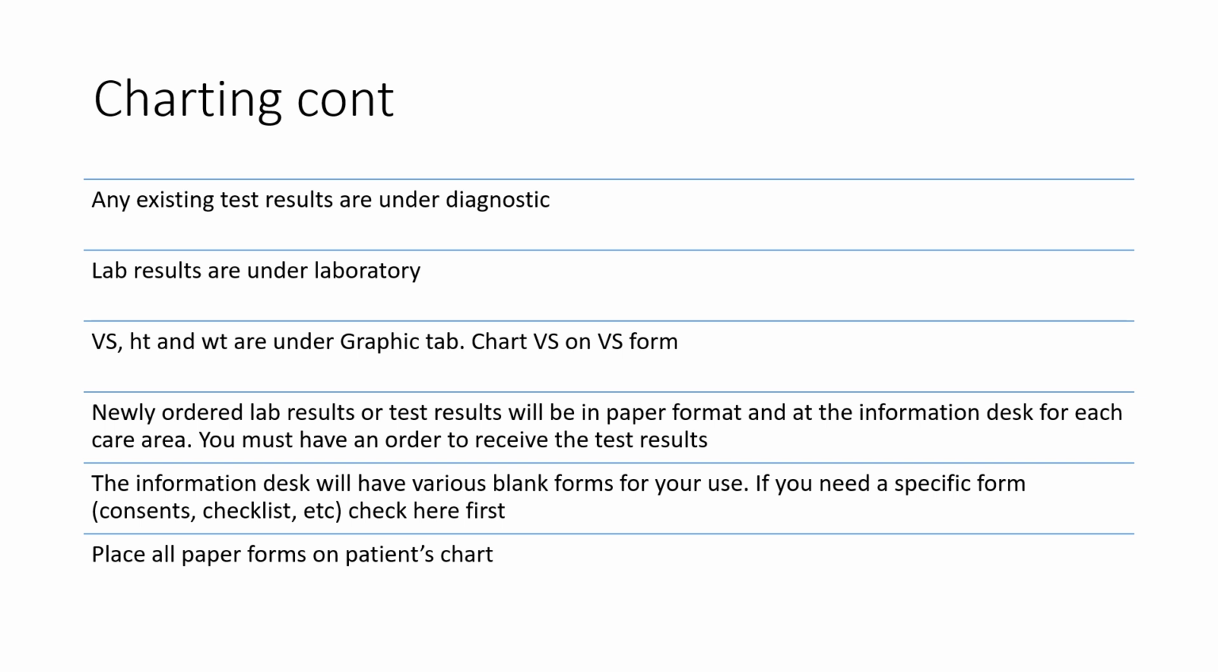Newly ordered lab results or test results will be in paper format and at the information desk for each care area. You must have an order to receive the test results. The information desk will also have various forms for your use if you need specifics for your patient, such as consents, checklist, any form that you would need, check there first. You may also check in the Navy folder with your patient's name on the front. Be sure to place all paper forms on the patient's chart under the correct tab.